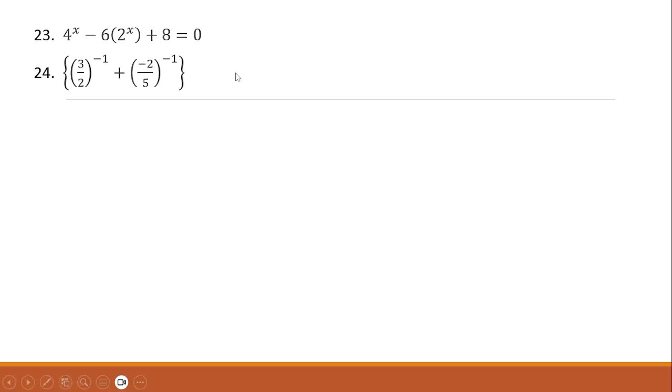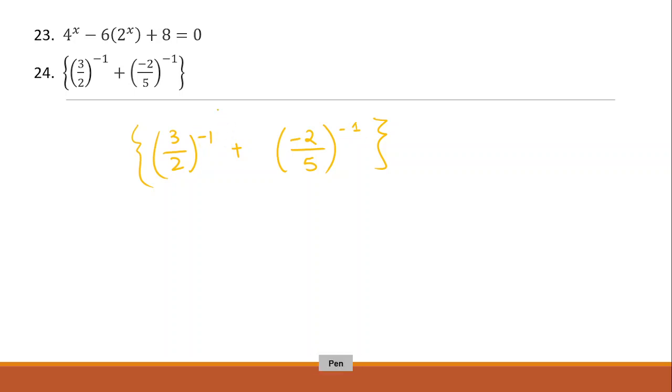Okay, thank you. So question number 24, we have 3 divided by 2 to the whole negative 1 plus negative 2 divided by 5 to the whole power negative 1. Okay, so this is our question. The power is a negative power. Whenever we have a negative power, we take the reciprocal of the number and make the negative power a positive power.